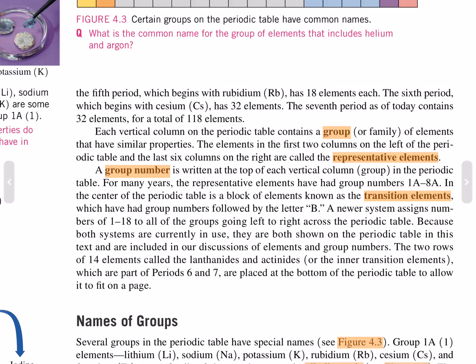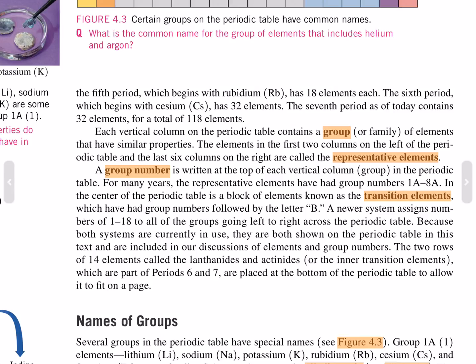Each vertical column on the periodic table contains a group or family of elements that have similar properties. The elements in the first 2 columns on the left of the periodic table and the last 6 columns on the right are called representative elements.